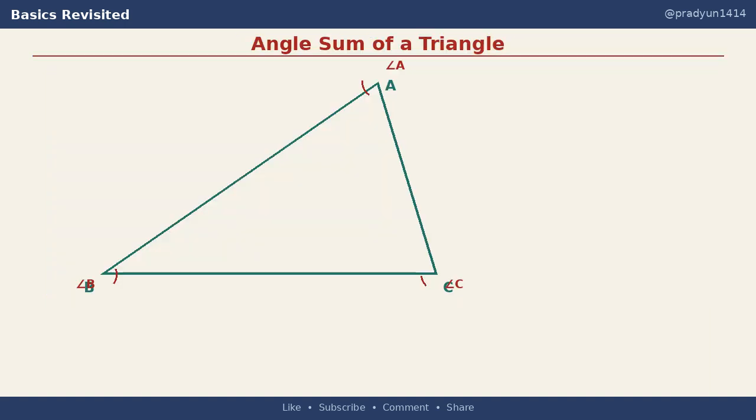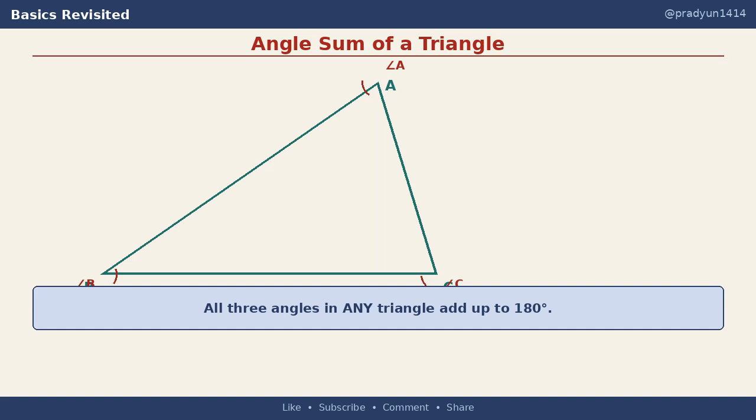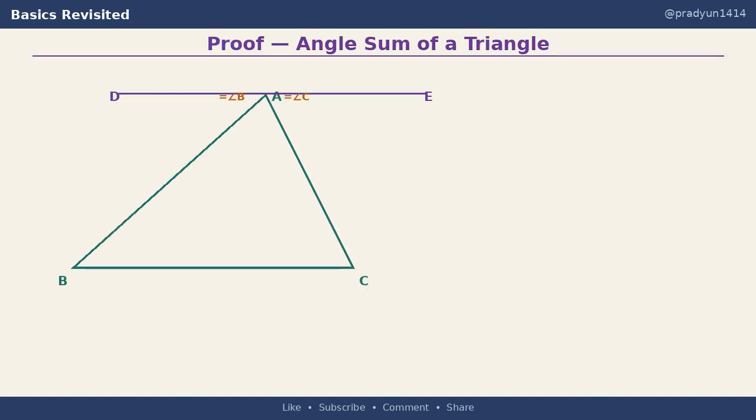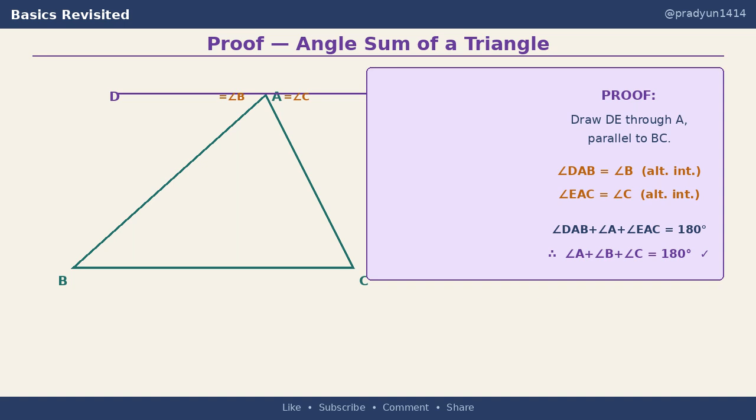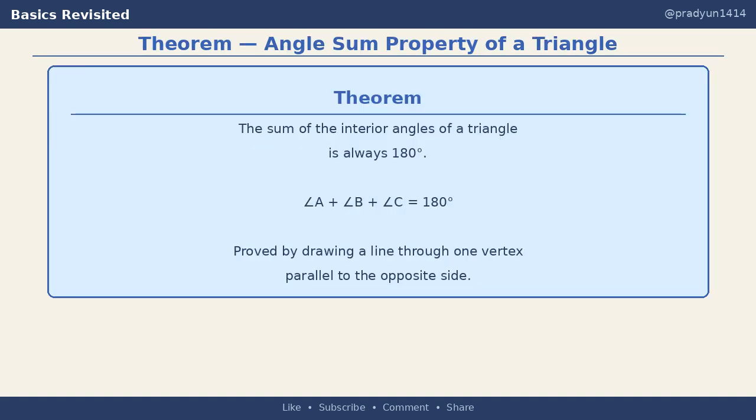The angle sum property of a triangle states that the 3 interior angles of any triangle always add up to 180 degrees. Angle A plus angle B plus angle C. Proof: draw line DE through vertex A, parallel to side BC. By alternate interior angles, the angle at D equals angle B, and the angle at E equals angle C. The 3 angles at A form a straight line. Theorem: the sum of the interior angles of a triangle is 180 degrees. Proved using parallel lines and alternate interior angles.